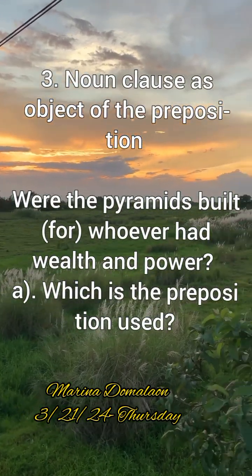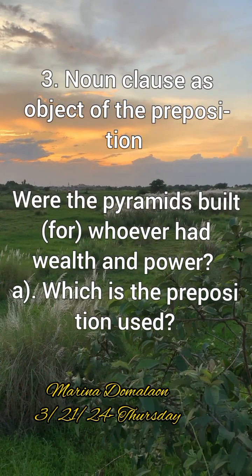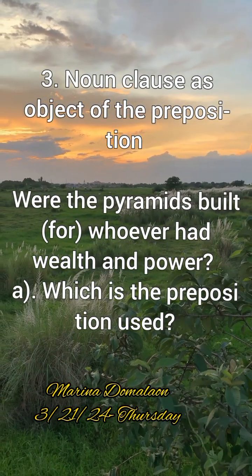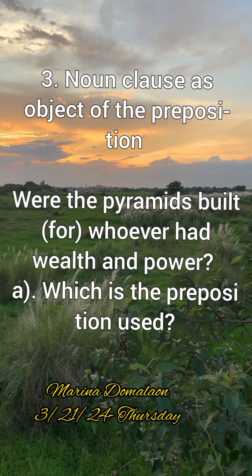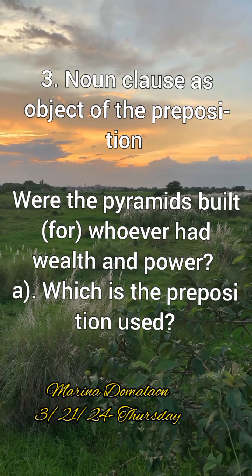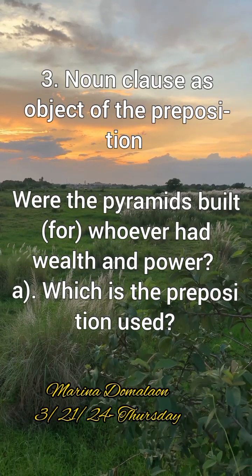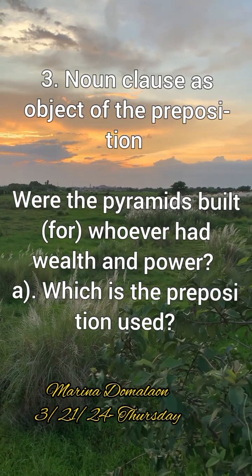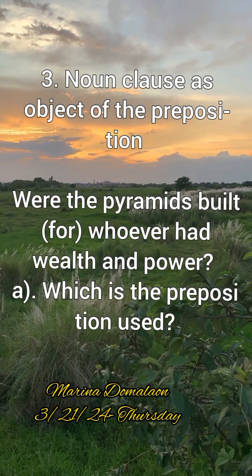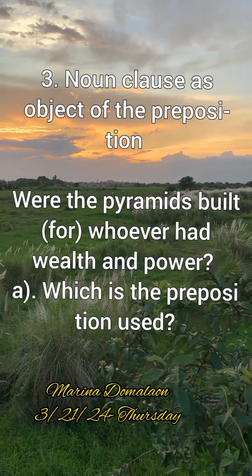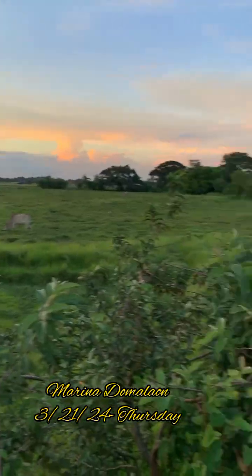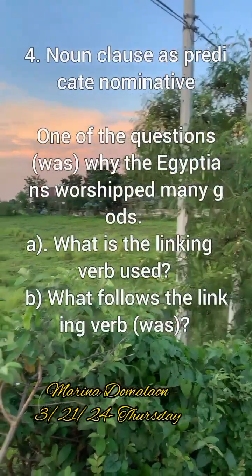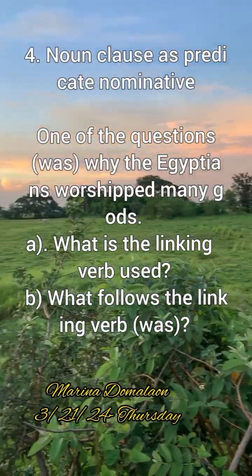Three, noun clause as object of the preposition. Were the pyramids built for whoever had wealth and power? A. Which is the preposition used? The word for, inside the parenthesis, is the preposition used. The noun clause is introduced by the word whoever, and it follows right after the prepositional word for. That is why this is the noun clause used as the object of the preposition.